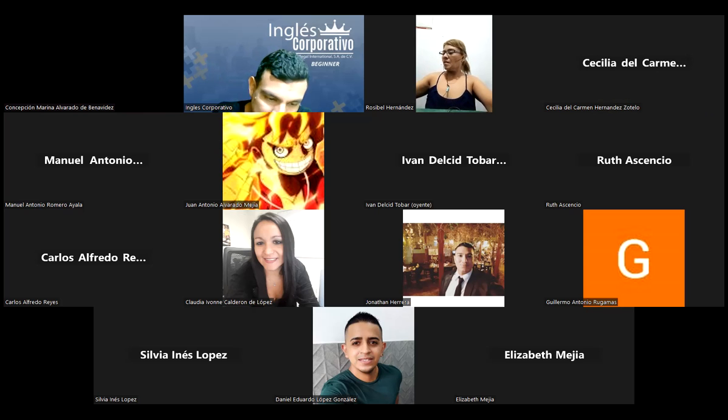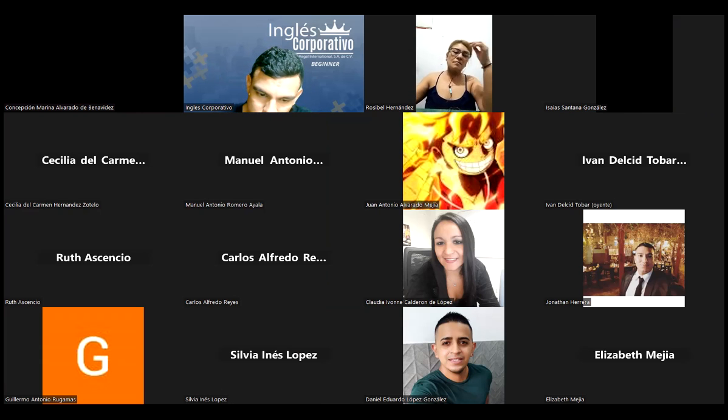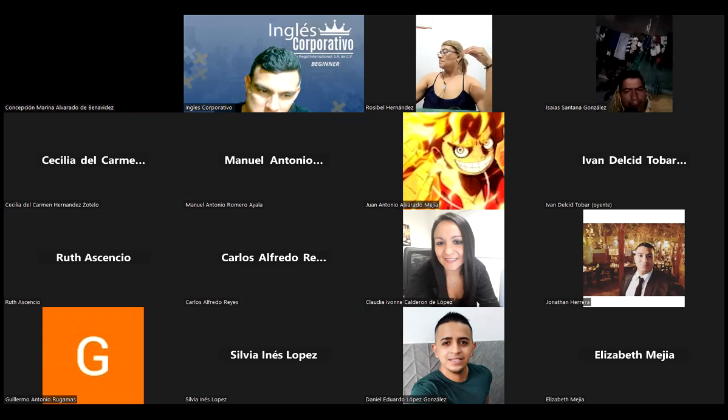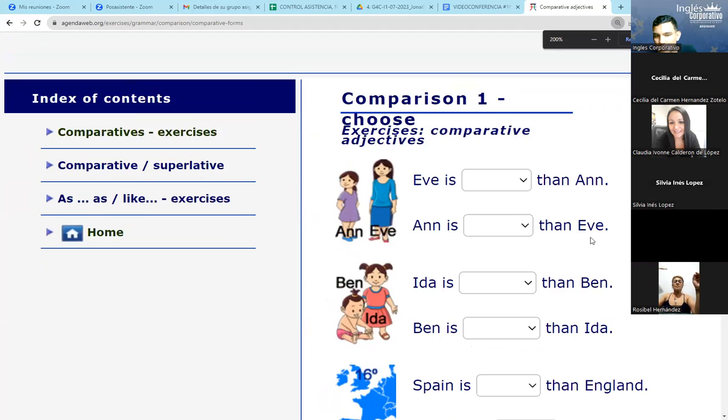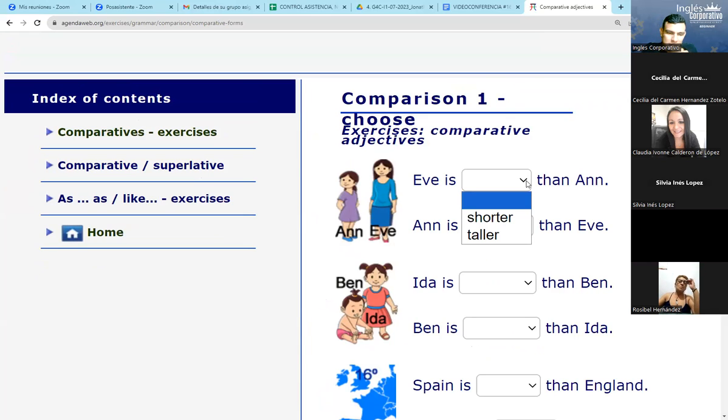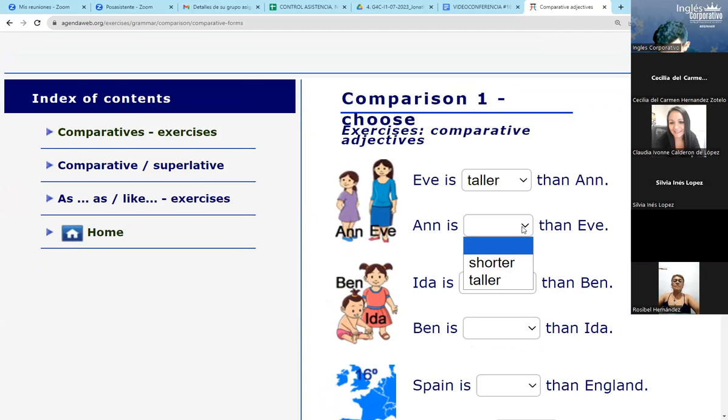Well, I'm going to share with you. Let's start the class, and please get your manual ready. Okay, here we go. Comparison. Choose. For example, Evie, please read the answer, or tell me the answer. Taller than Anne. Is taller than Anne. Okay. Anne is? Shorter. Shorter. Very good.